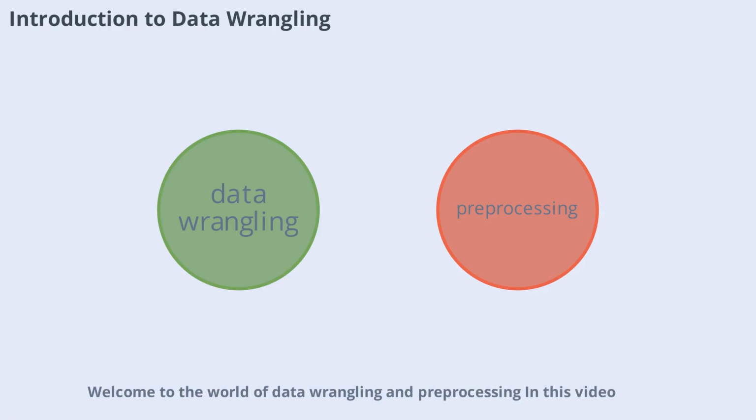Welcome to the world of data wrangling and preprocessing. In this video, we'll explore the essential steps that data scientists take before any analysis can begin. Data wrangling is the process of cleaning and transforming raw data into a usable format. It's often said that data scientists spend most of their time here, making sure the data is accurate, consistent, and ready for modeling. We'll cover techniques for handling missing values, identifying outliers, formatting inconsistent data, and feature engineering. Let's dive into the journey of turning messy data into valuable insights.